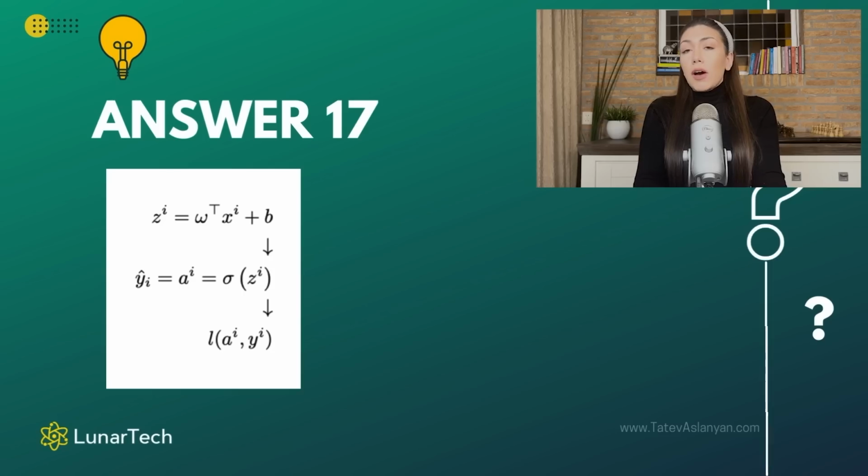And then once we have our yi hat, which is our prediction, we are comparing it to the true values, so the yi, and then we are computing our loss, so the amount of error that the model is making. So you can see what are those steps that we are making.